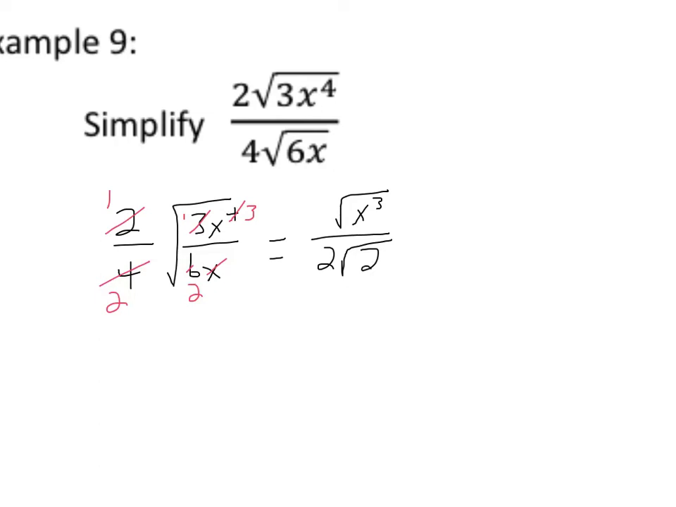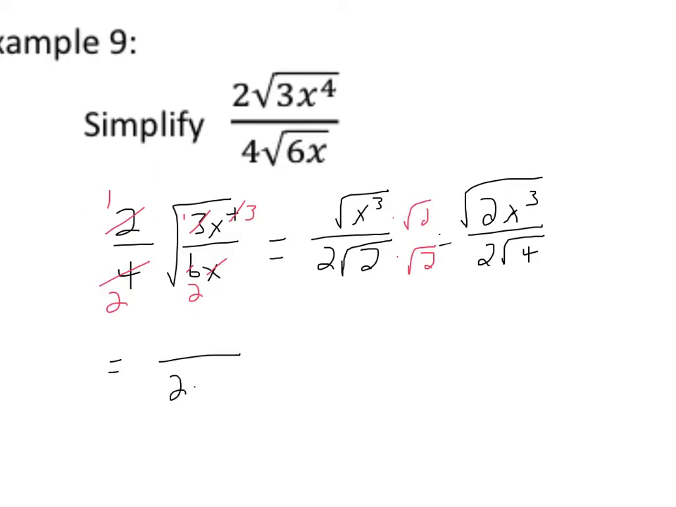So the problem here is the root 2, not the 2. So I rationalize by multiplying by root 2, top and bottom. And that gives us the root of 2x cubed over 2 times root of 4. And again, that was on purpose because now we have 2 times 2 on the bottom because root 4 is 2. On the top we have 2x cubed in the root. So on the bottom we have a 4. And on the top, if you notice, we have 2.